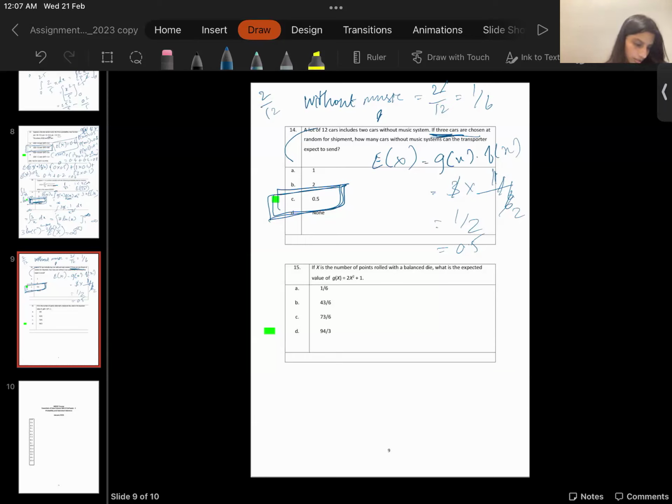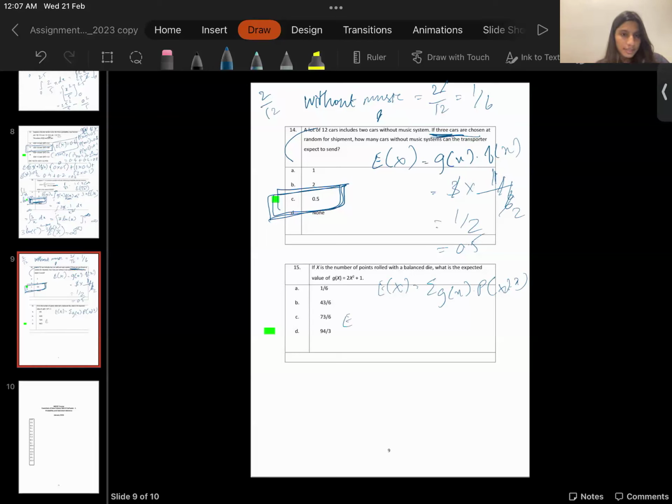Then, if x is the number of points rolled with a balanced die, what is the expected value of g of x equal to 2x square plus 1? We know that E of g of x is equal to the summation of g of x into the probability of x equal to small x. For each outcome, we calculate g of x and multiply by its probability, and then sum over all possible outcomes.